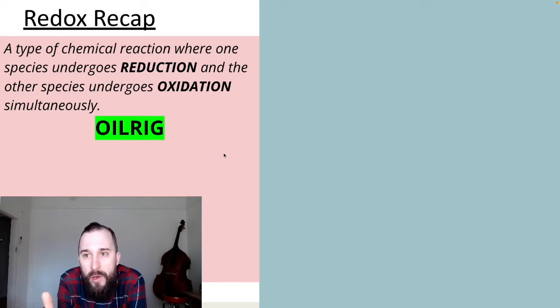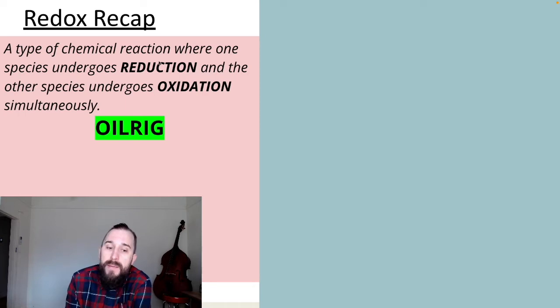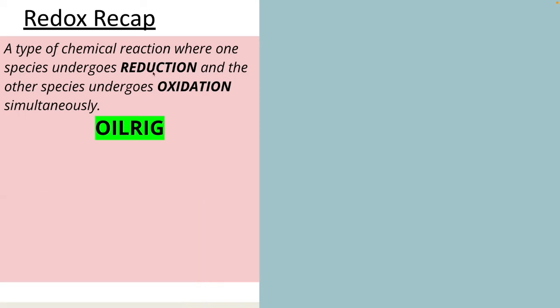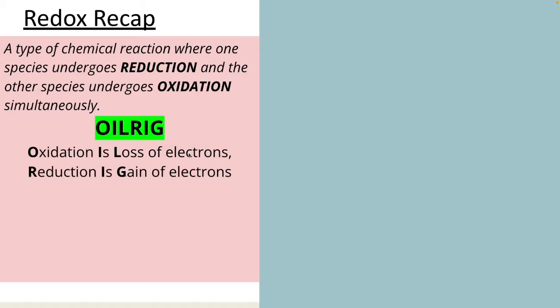So importantly, we've got redox reactions. These are the keys for what we're going to be looking at in the electrochemistry topic from here on. A type of chemical reaction where it undergoes both reduction and oxidation simultaneously. So you've got one species that's undergoing reduction, one species that is undergoing oxidation. What is reduction and oxidation? It refers to the loss of electrons and it refers to the gain of electrons. This acronym OIL RIG is really useful to help us remember this: oxidation is loss of electrons, reduction is gain of electrons. In a redox reaction, there's a transfer of electrons.